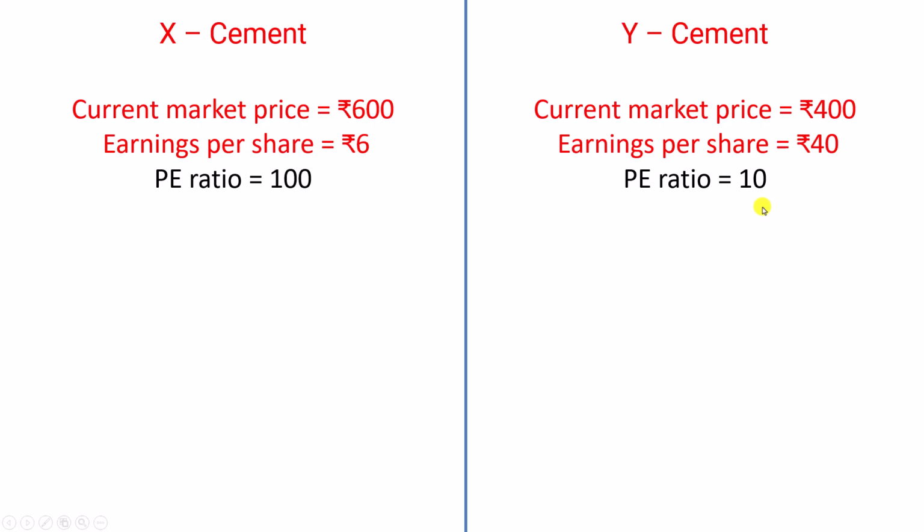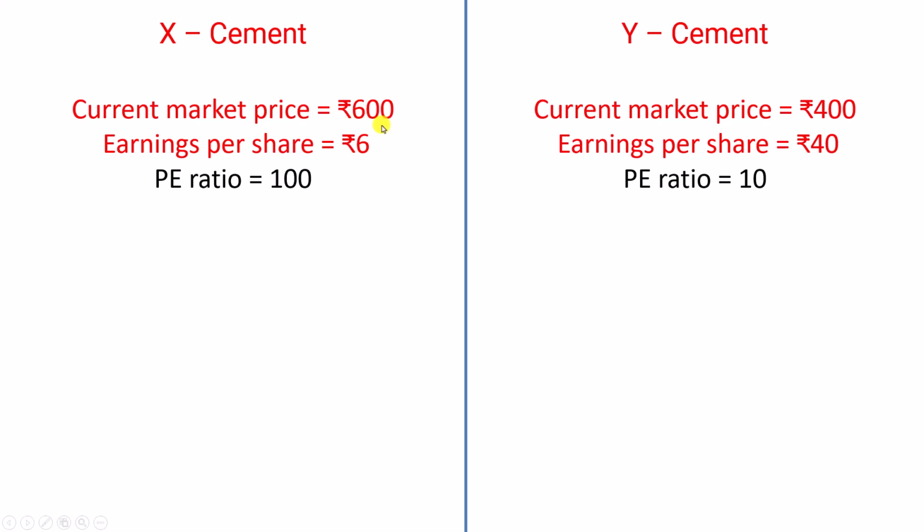Now, which is better? Spending 100 rupees to earn 1 rupees or spending 10 rupees to earn 1 rupees? Of course, this is better, correct? But then once again, you cannot decide a company based on PE ratio alone. Now the question comes, why do we say how much people are ready to spend? That is because the current market price is decided by people, correct?